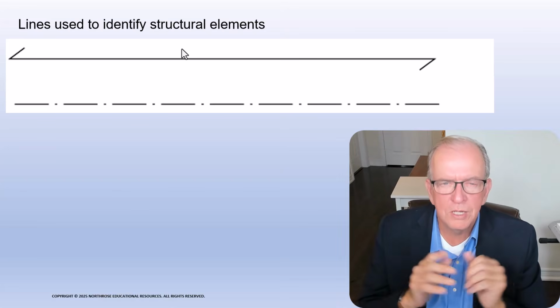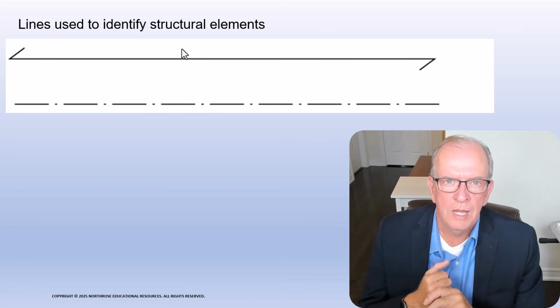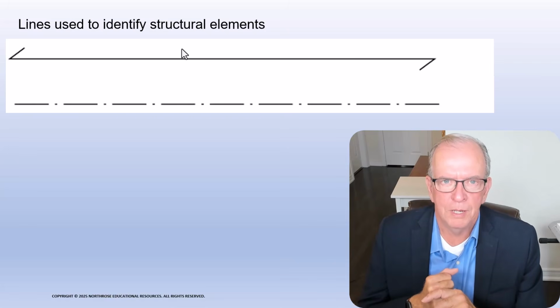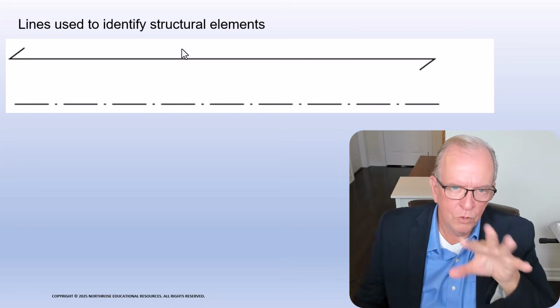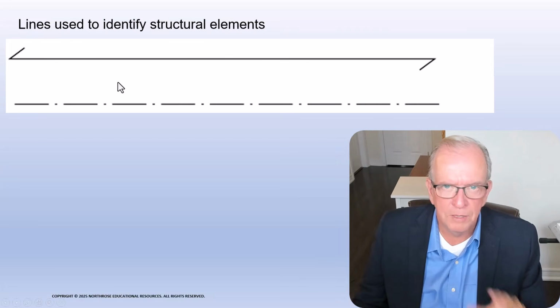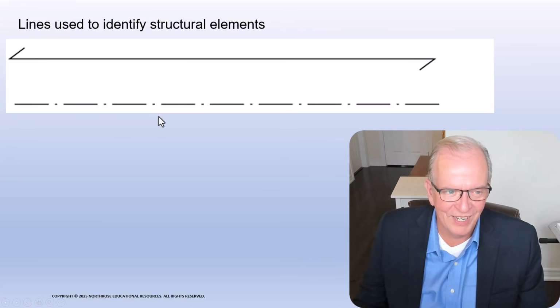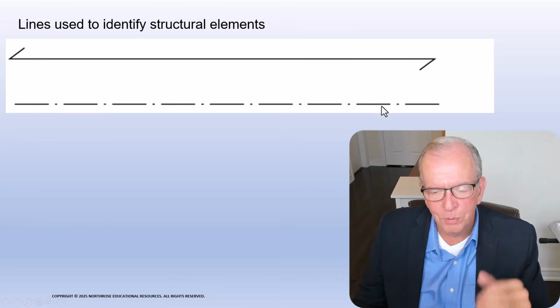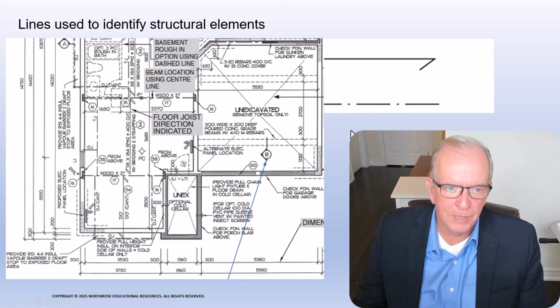But low-rise residential, it's a little bit of a different beast. And I would say most are in imperial measurement. But the drawings I'm showing today are in metric, but it doesn't really matter what the measurement system is, as long as you know which one it is. This, of course, would be a center line. And typically, if you see it going from one end to the other on a floor plan, that would be referring to the center of a beam.